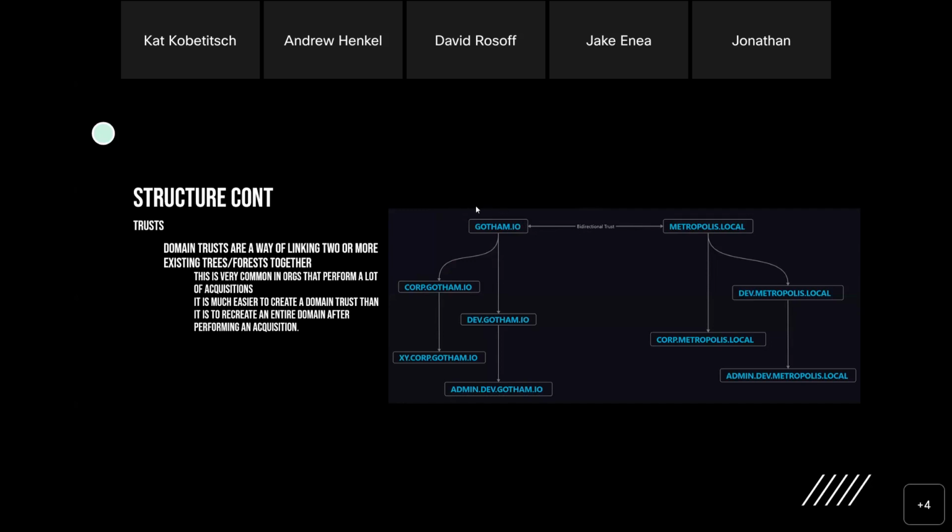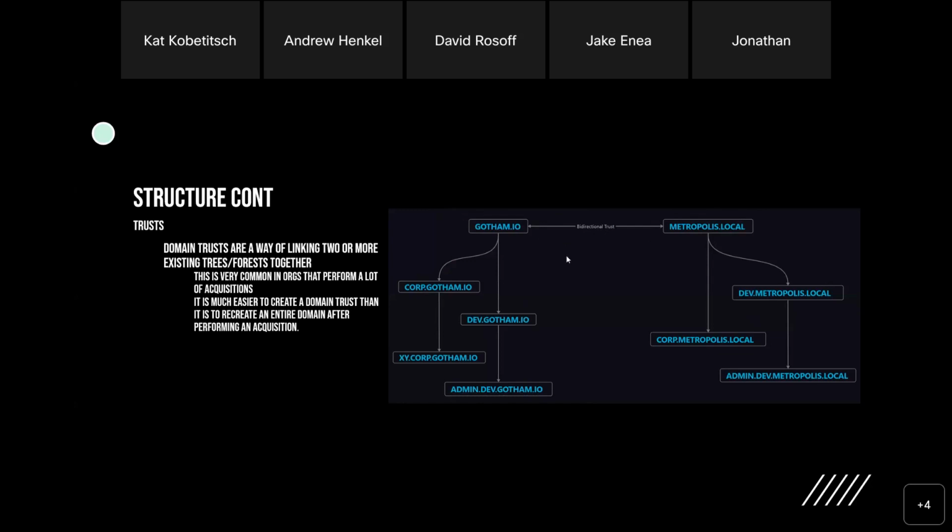So, for example, if Gotham.io here acquired Metropolis.local and they didn't want to use a domain trust, they would then need to take all of Metropolis.local and all of these subdomains and all of the objects within it and rebuild it all as a subdomain of Gotham.io. And there could be hundreds of thousands of objects within this Metropolis.local domain that they would then have to go through and recreate. And it would take a very, very long time, and it's not really worth the effort. So instead, you would create what's called a trust, and that links the two domains together.